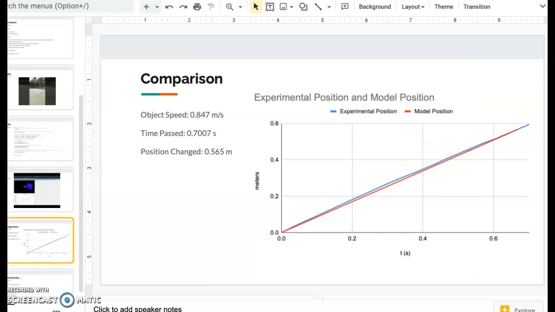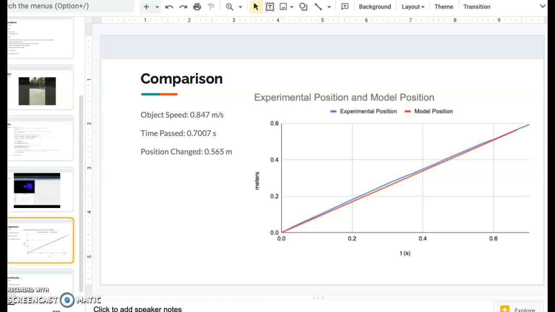Now here we have the experimental position versus the model position. The object speed is 0.847 meters per second, and the time that has passed is 0.7007 seconds. Now the position that changed is 0.565 meters. You can see that the position has some variability in it. As you can see, the experimental position and the model position are slightly different. The lines are very similar, but they're not exactly the same.